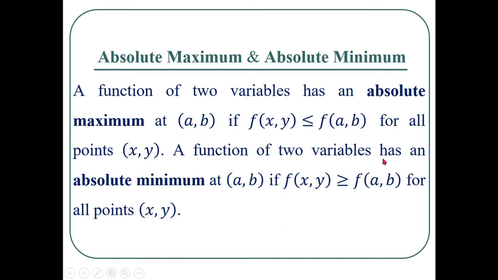A function of two variables has an absolute minimum at (a, b) if f of xy is greater than or equal to f of (a, b) for all points xy in the domain of f. Okay, in this case f of (a, b) is less than or equal to all values of function at each and every point in its domain. So it becomes overall minimum called as absolute minimum.